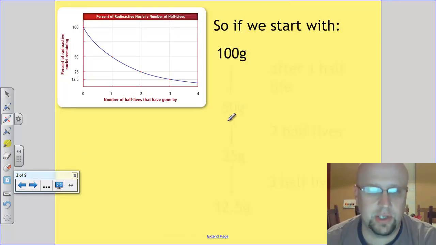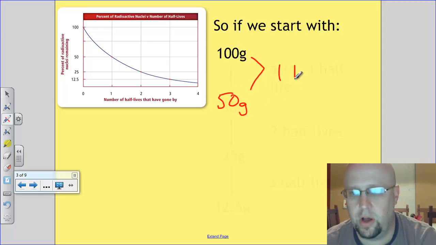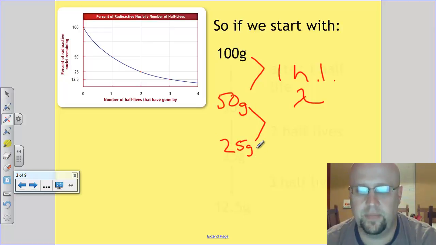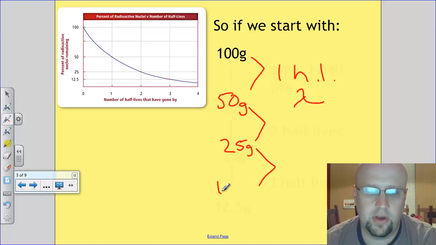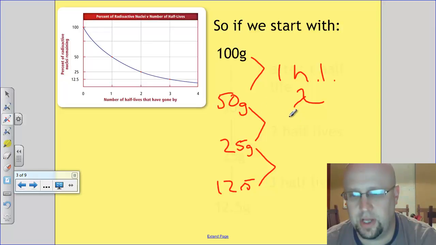And so what that means is, again, if we start with 100 grams of something, then after one half-life it would change into 50 grams. So that would be one half-life, or we could use the symbol for half-life, which is something like that. Again, my drawing is awesome. If we had another half-life after that, 25 grams would be left. And after another half-life, 12.5, and so on and so forth. So that's one half-life, two half-lives, three half-lives.